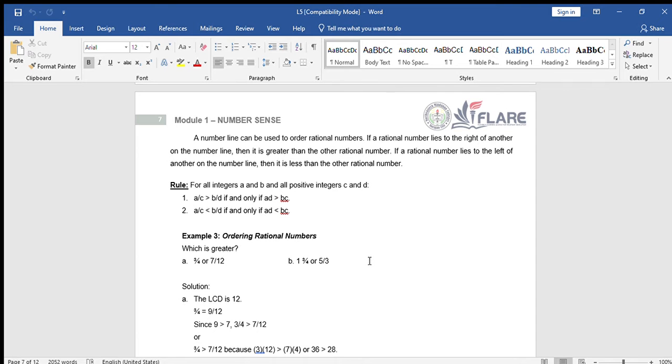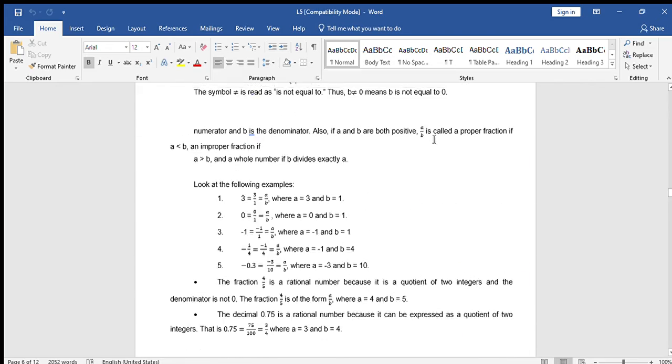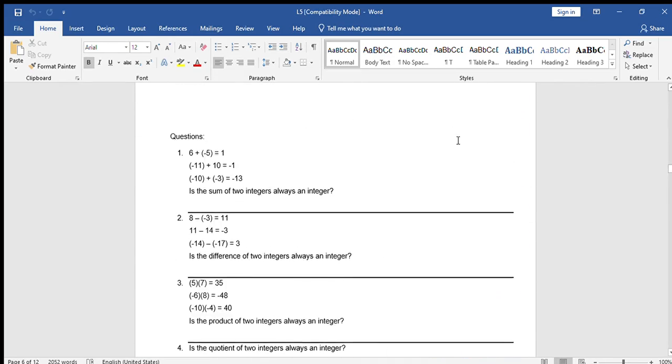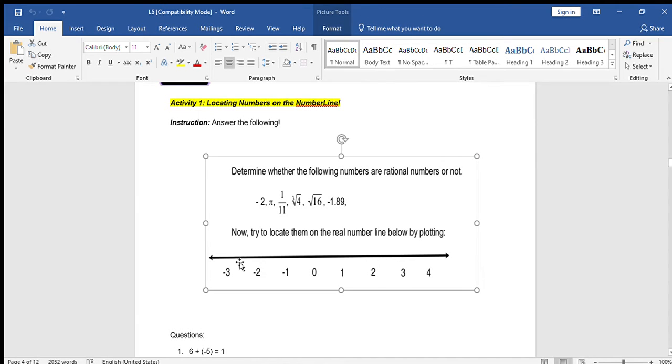So a number line can be used to order rational numbers. So what is a number line? I think you don't know yet what a number line is. So this is an example of a number line. This line here is an example of a number line where you can plot. This is the origin or the zero. 1, 2, 3, 4, negative 1, negative 2, negative 3. This is an example of a number line.